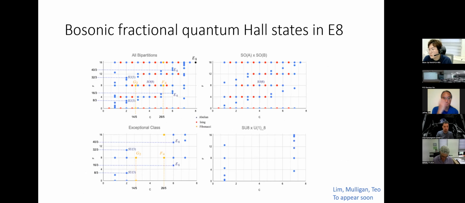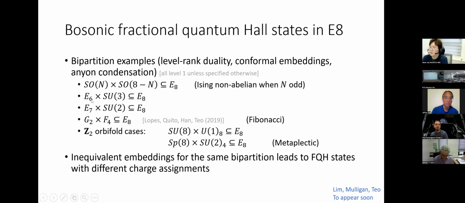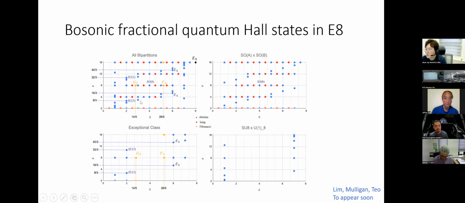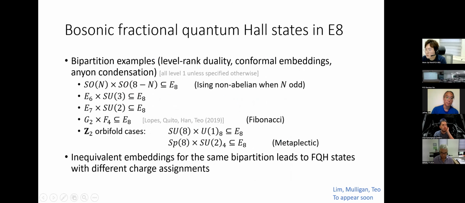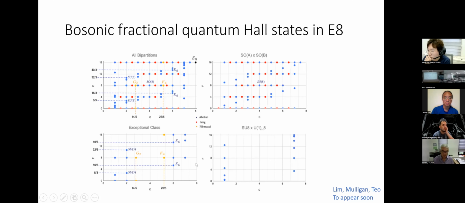Right. So this is a different slide that summarizes the different topological phases with different charge assignments for different decompositions. For example, I can focus on the lower left diagram. These are the exceptional cases for the decomposition of E6 and E7 inside E8. You can see that actually, even if you start off with the same decomposition, for example, if I look at E6 cross SU3, there are actually multiple inequivalent embeddings into E8 that give us different topological phases with different filling fractions.